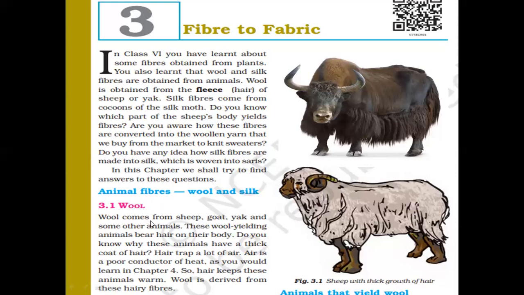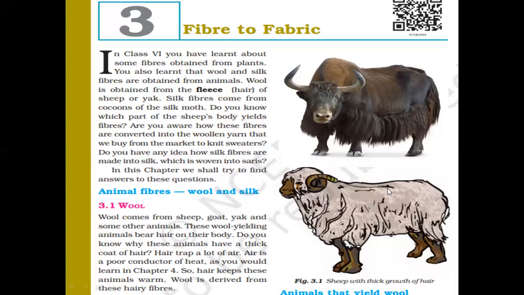Now we know wool comes from sheep, goat, yak and some other animals. These wool yielding animals wear their hair on their body. Do you know why these animals have a thick coat of hair? It is because hair traps a lot of air, and air is a poor conductor of heat, which we have already learned in chapter 4, which was heat.